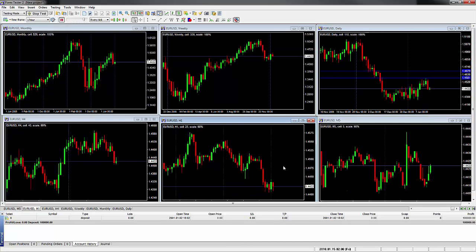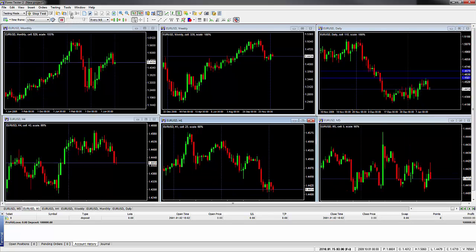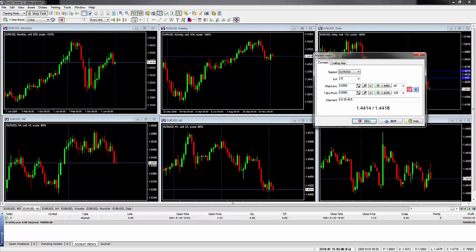So I'm looking now for an entry. So here I have an entry. I now go and take the trade. I'm looking to risk 40 pips here. So here's my stop. If the price comes up here, I will take a $1,000 loss.